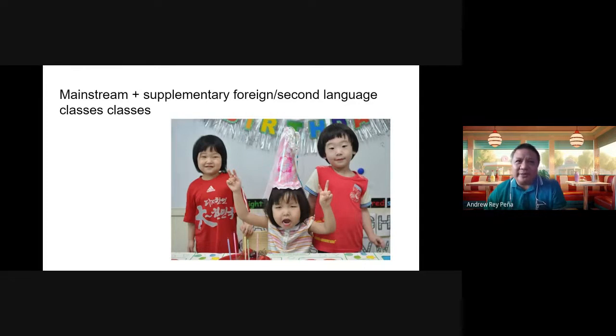Maybe they have Hokkien. Maybe they are taught a little bit of Hokkien, but they're not taught Mandarin, which is a widespread language in China and other places, Taiwan, Singapore, even in Hong Kong. But it's the parents who take the initiative because they believe that their children need to learn Mandarin, which the school doesn't agree with. Okay, so it's the parents who take the initiative. So it's mainstream plus supplementary foreign or second language classes.